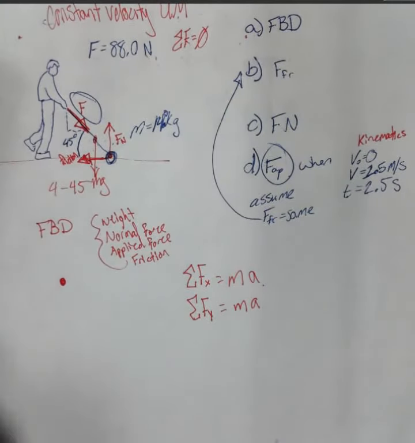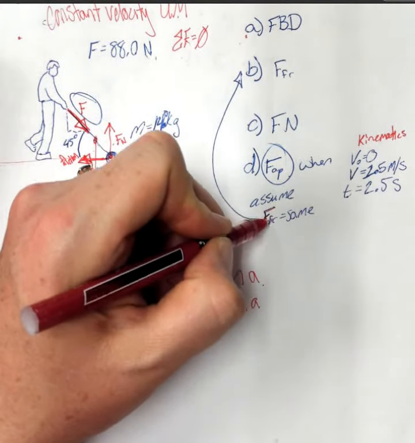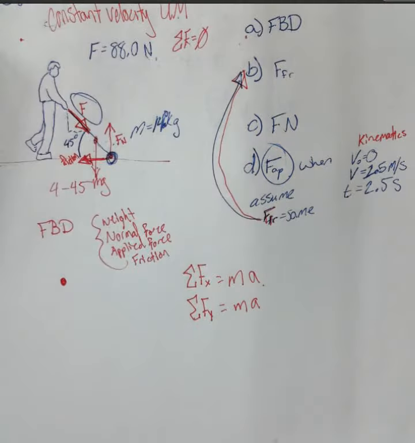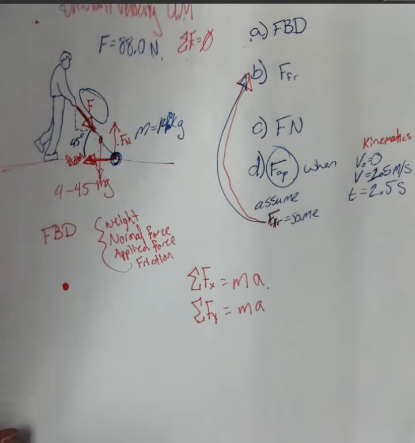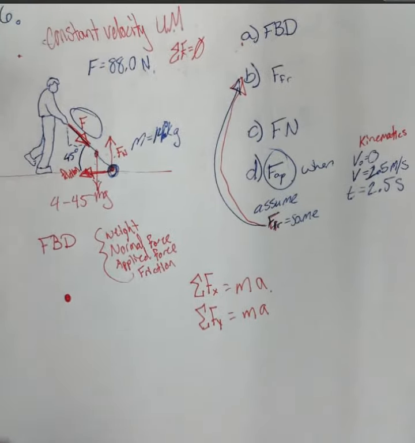At that point in time, you might have to take a look at resolving your forces. If you're resolving your forces, it's really important. It tells you to assume that the force of friction is the same force of friction that you used to solve for B. With that information, you should be able to solve number 26.